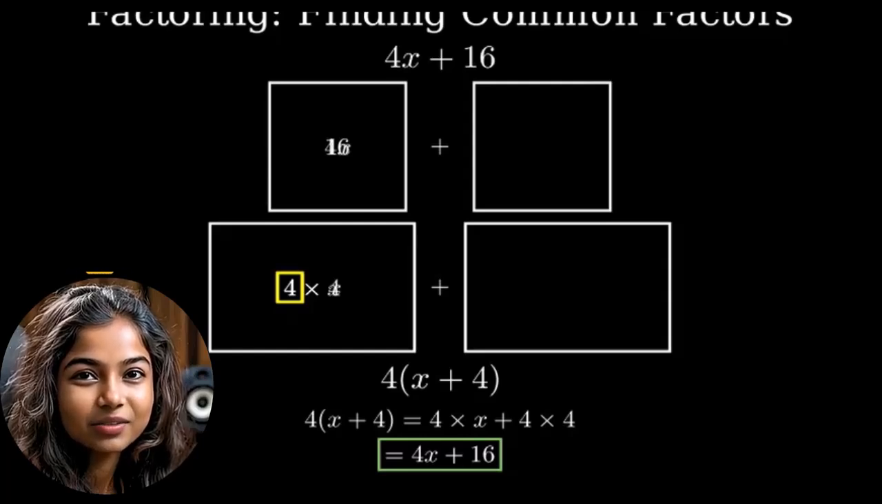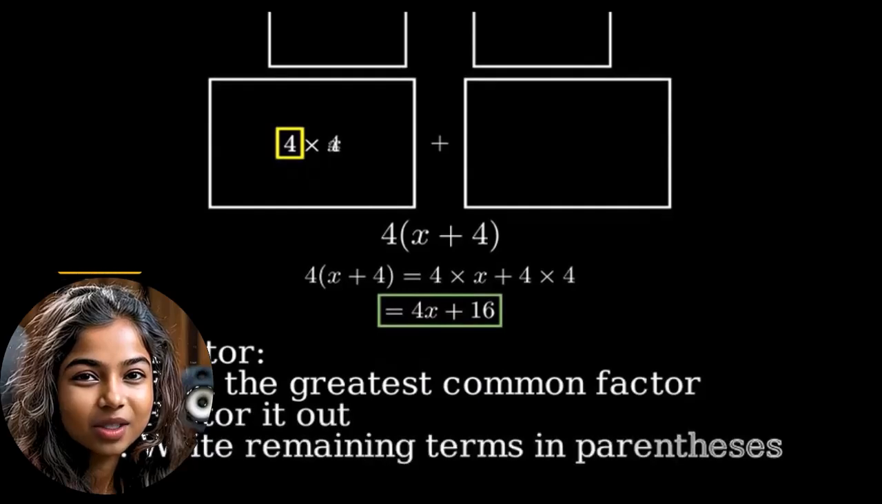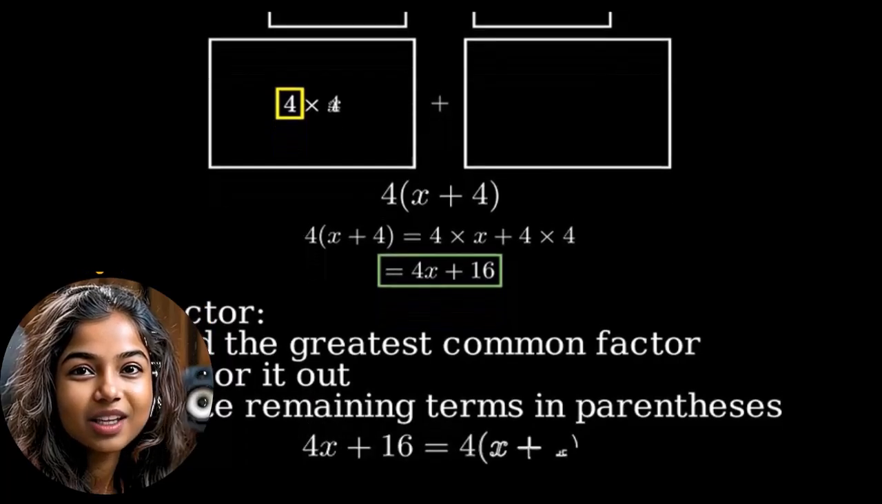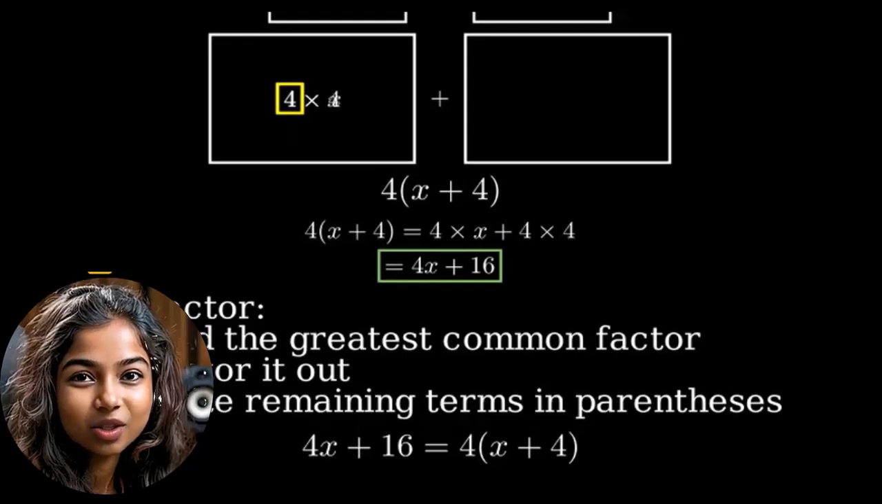So, to summarize, when factoring an expression, we look for the greatest common factor of all terms. In this case, both 4x and 16 share a common factor of 4. By factoring out this 4, we get 4 times the quantity x plus 4, which is our factored expression.